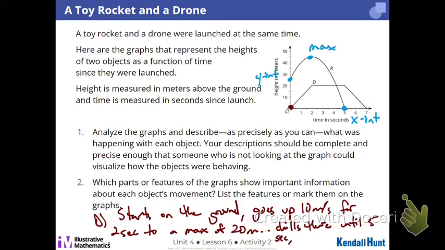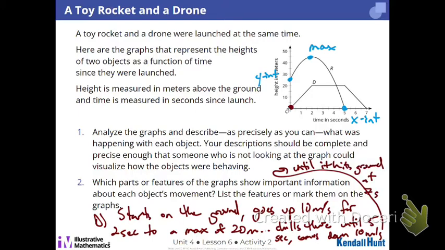Pretty lucky that their rocket just flew so straight. Then it comes down 10 meters per second. Yeah, and then I ran out of room. Up here, we're going to go up here, like in real life. Until it hits ground at 7 seconds.